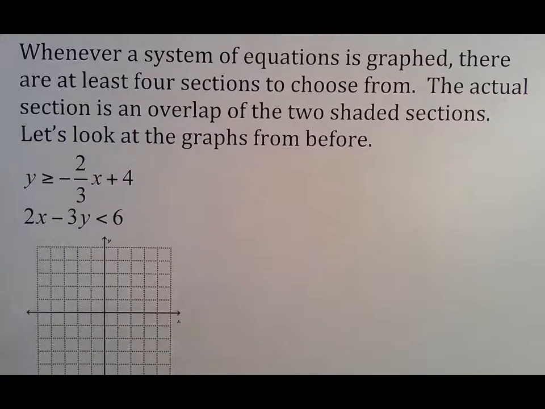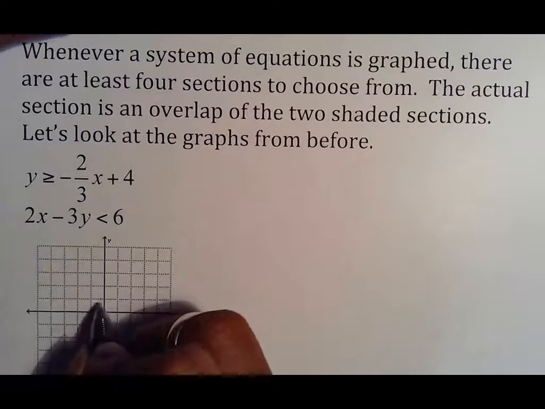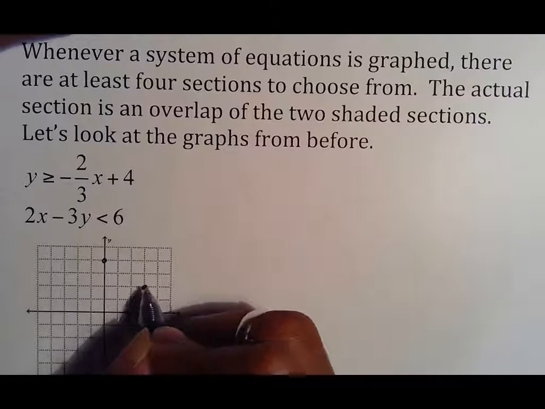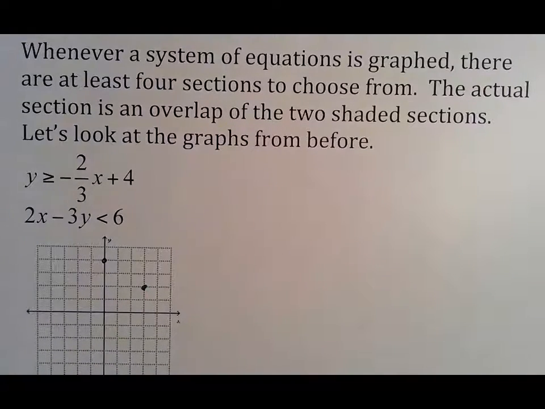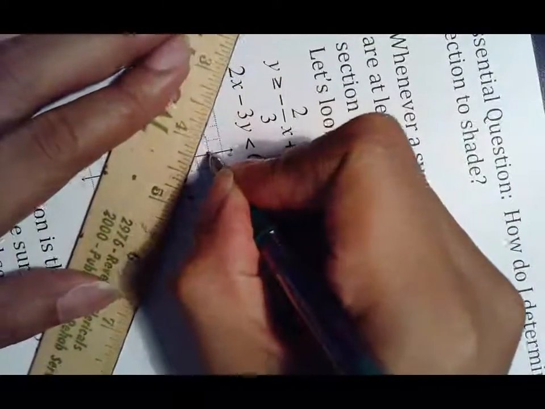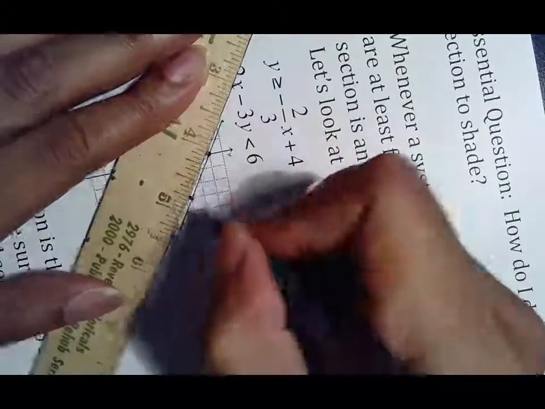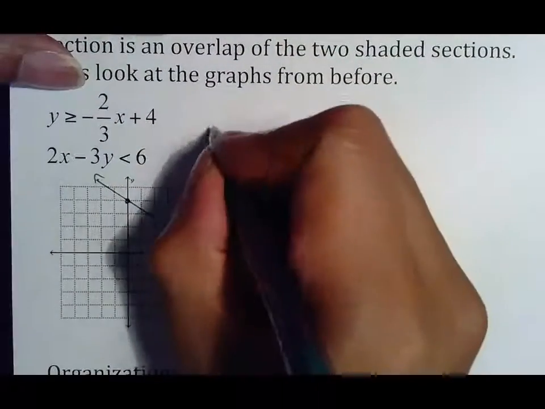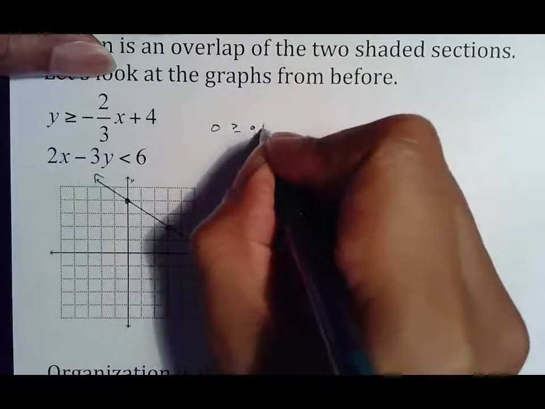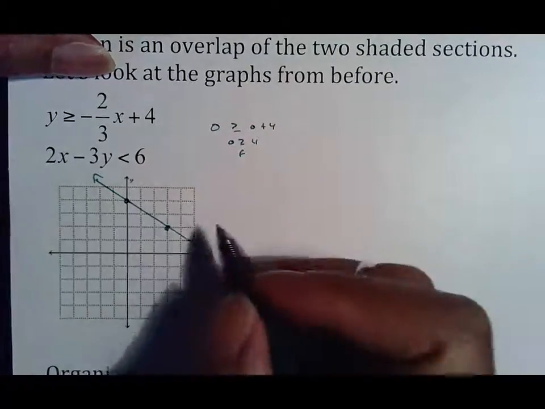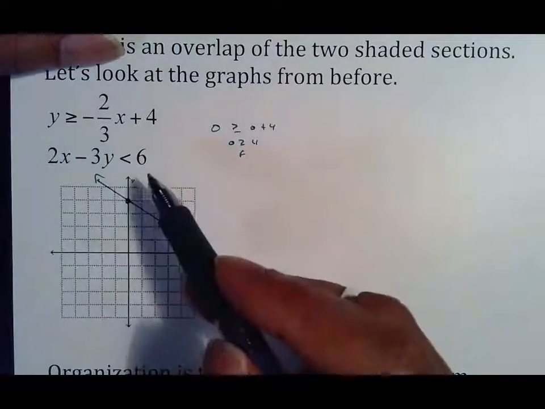So let's take a look at the graphs from before. This was go up 4, 1, 2, 3, 4, and then down 2 over 3, and then I just lost my ruler. Closed circle, sorry again to turn the page. Closed circle. 0, 0 is false, which means again that you would shade this way.